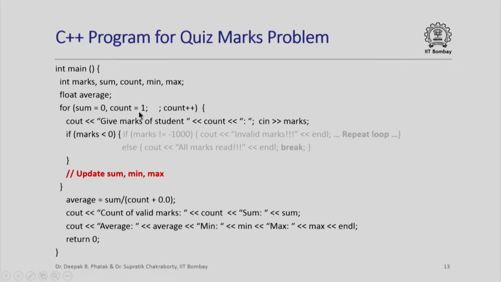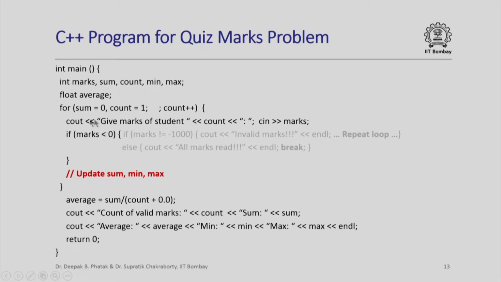When these two assignment expressions are evaluated, as a side effect, sum gets initialized to 0 and count gets initialized to 1. The loop condition is empty, which basically means that it is true, and the update expression is a post increment expression, which as a side effect increments the value of count.